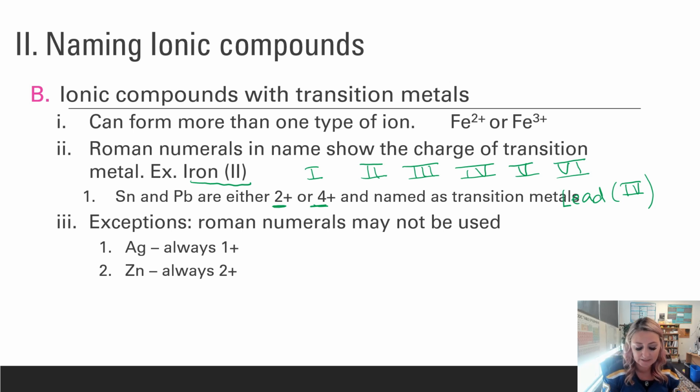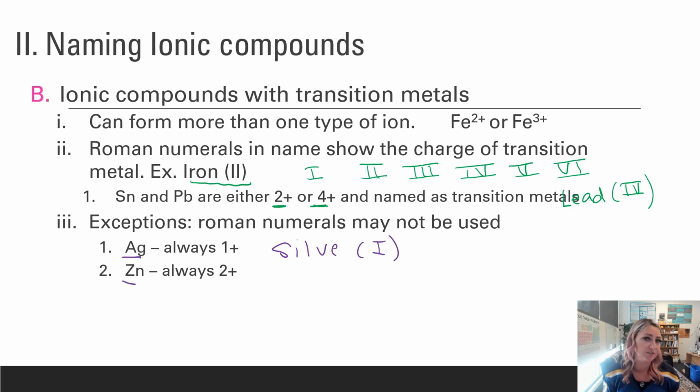As I said in the previous podcast, there are exceptions to this rule. There are a couple that you should know, and silver and zinc are the ones that you need to know for this class. So silver always has a +1 charge, so you're not going to see it written as silver with a 1. Chemists are kind of lazy when it comes to writing, and that is just an extra thing to have to write and communicate when everyone knows that it only has a +1 charge. Same thing with zinc.